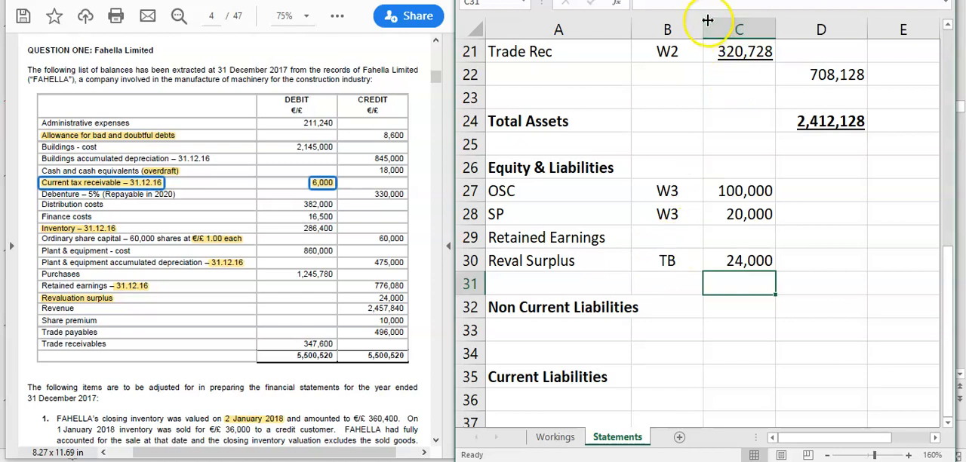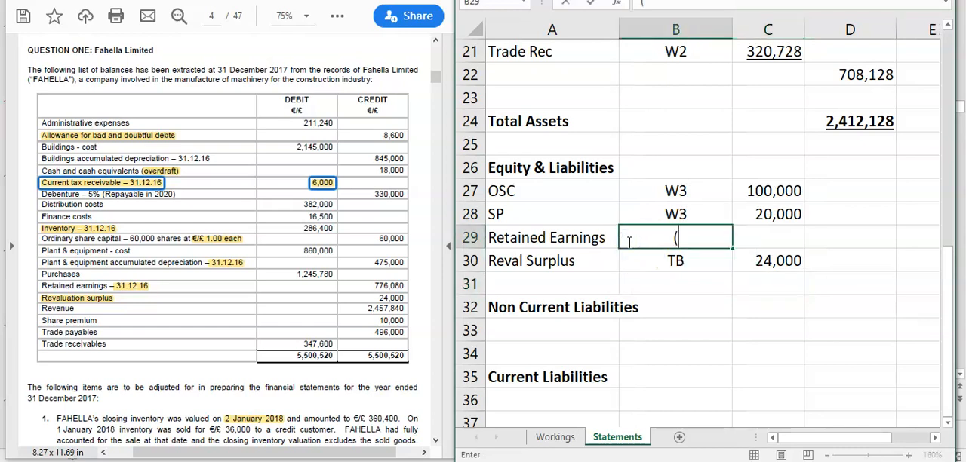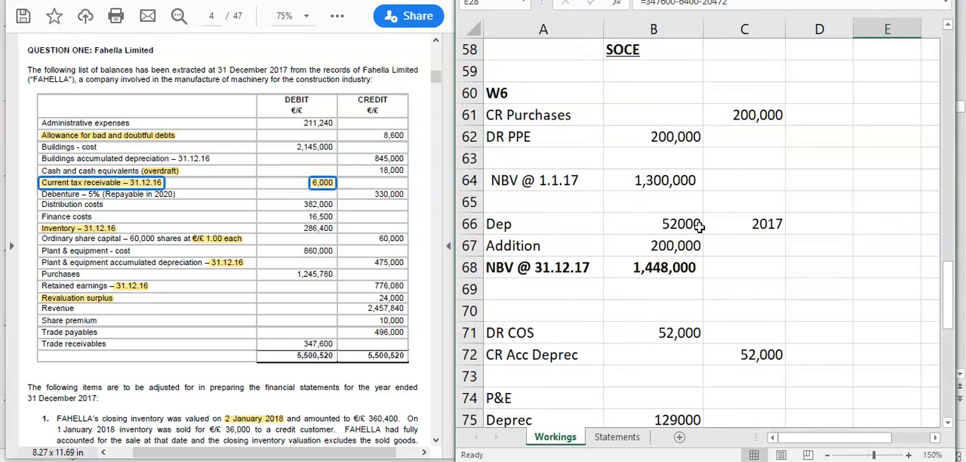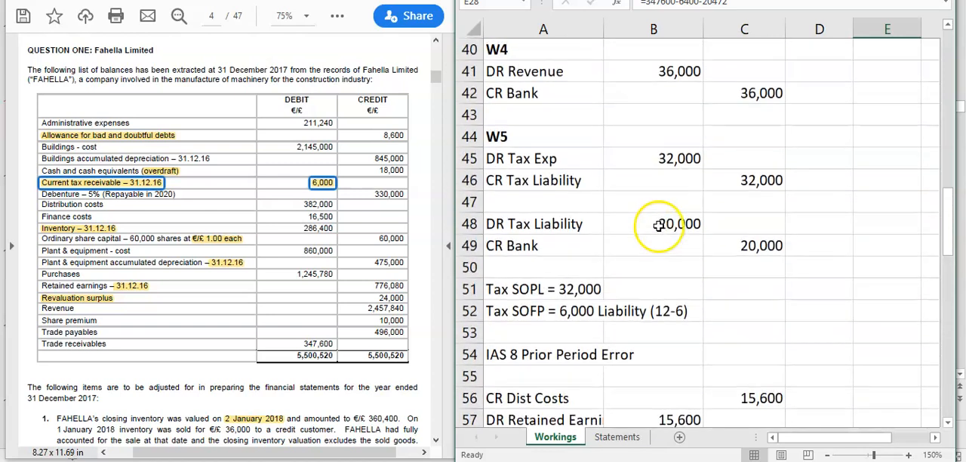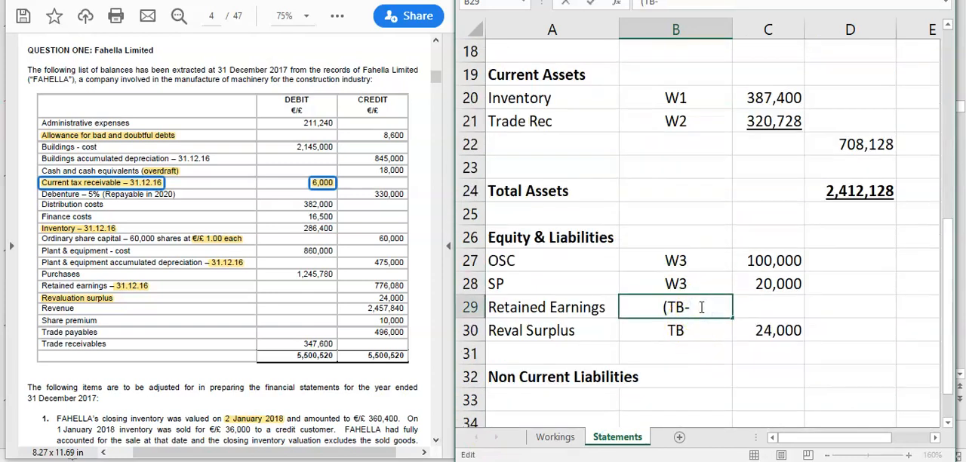Now here's where you might want to do a separate working, or you might just put it in the column to show the examiner. Your retained earnings here will be the trial balance, retained earnings 776,080. You're then going to take off the 15,600. So coming from your workings, we debit retained earnings 15,600 from working 5. So I'm going to say there minus working 5 and plus your SOPL. Don't forget now, and this is why I'll put it in bold, the profit for the year impacts your retained earnings.